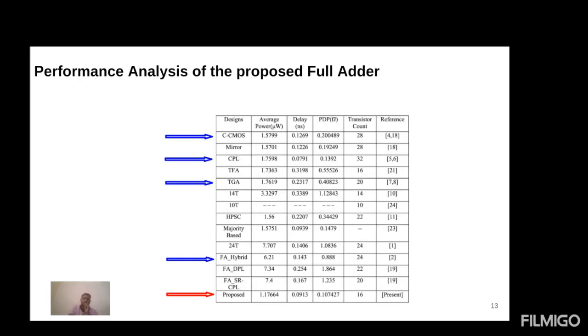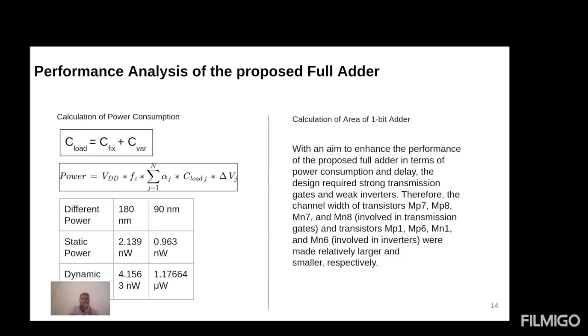In 90 nanometer technology, the same thing is happening. The proposed full adder circuit is outperforming the previous works in terms of average power, delay, power delay product, and transistor count. The proposed full adder circuit gets 1.17664 microwatt in average power, the delay is 0.0913 nanosecond, the power delay product is 0.107427 fJ, and the transistor count is the same, 16.